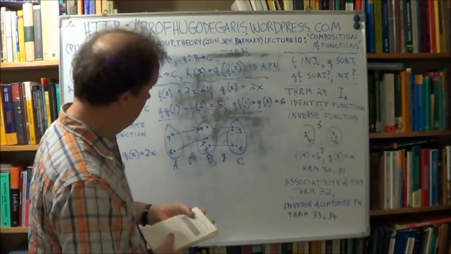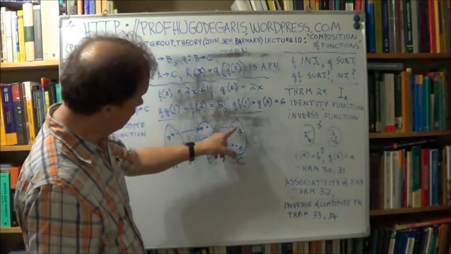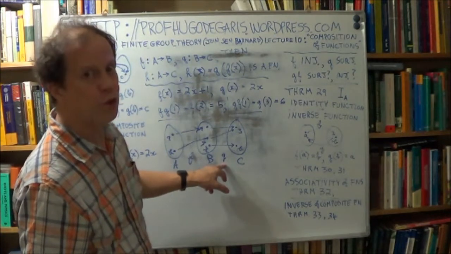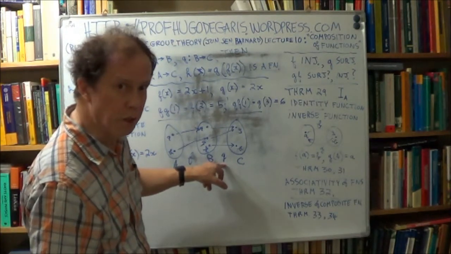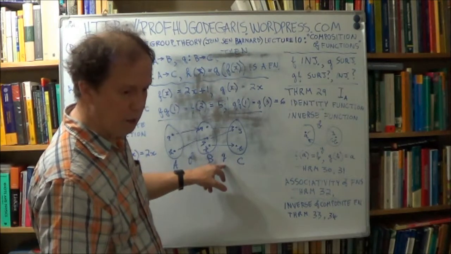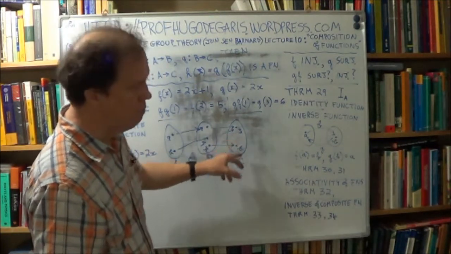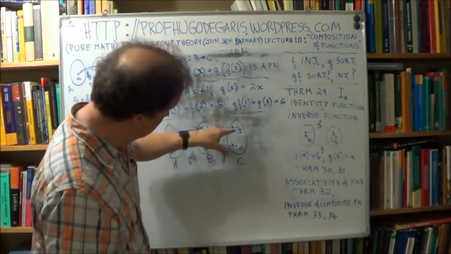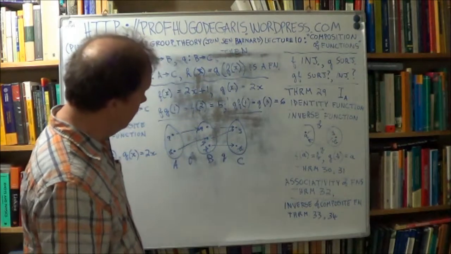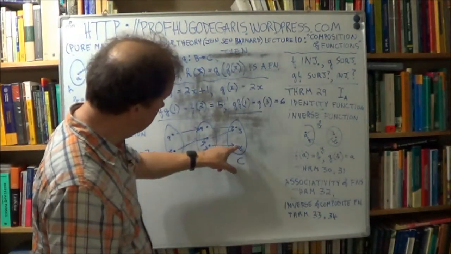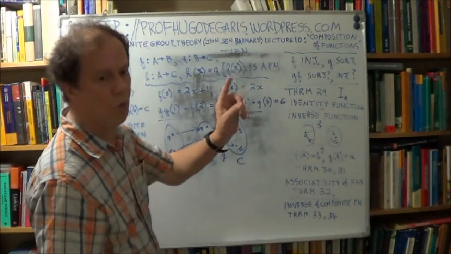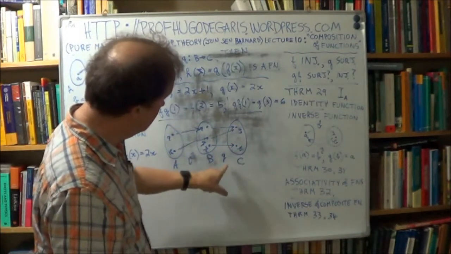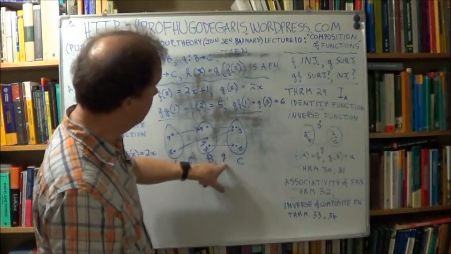Alright, now have a look at C. Can you see that each element here is mapped to? Right? So this G here is surjective. Okay, by definition, a surjective function has every element in the codomain mapped to. So this set is covered, in a sense. Every element has at least one arrow going to that element. So this G is surjective.